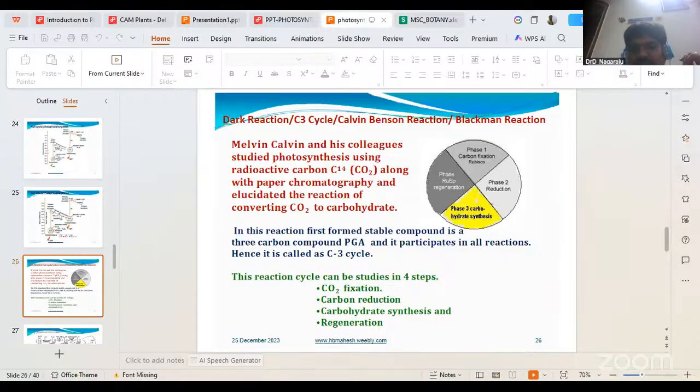The 1,3-phosphoglyceric acid absorbs protons from NADPH plus H and transforms into glyceraldehyde 3-phosphate. Which one is it? Glyceraldehyde 3-phosphate. It changes into an aldehyde group. Then the glyceraldehyde 3-phosphate undergoes the fourth reaction, the isomerization reaction.